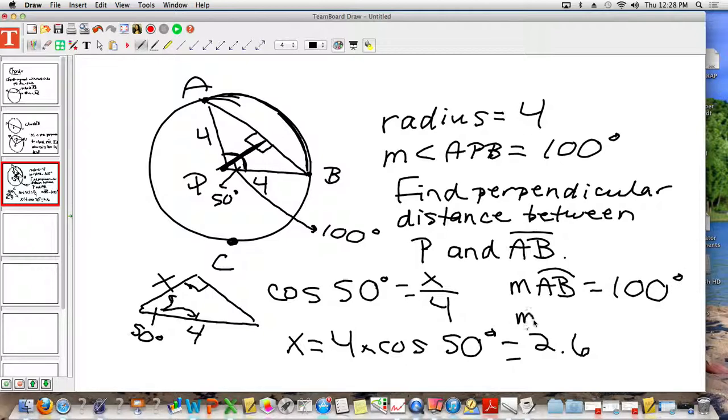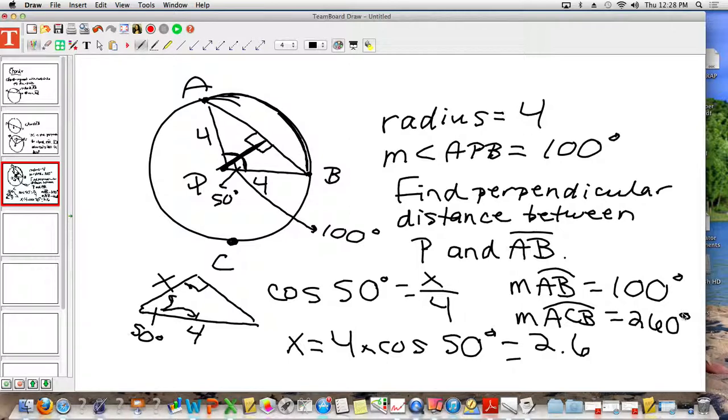What if I asked you for the measure of arc ACB? You're going to take the whole circle, 360 degrees, minus the little part that you know. So 360 minus 100 is 260 degrees. All right, what about one more question?